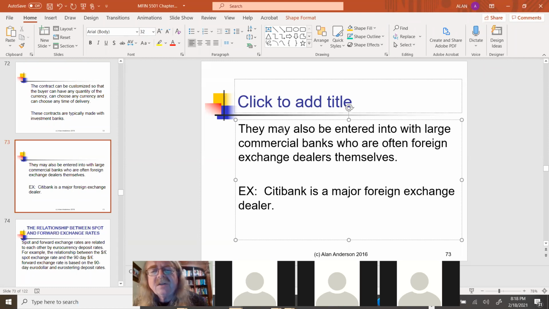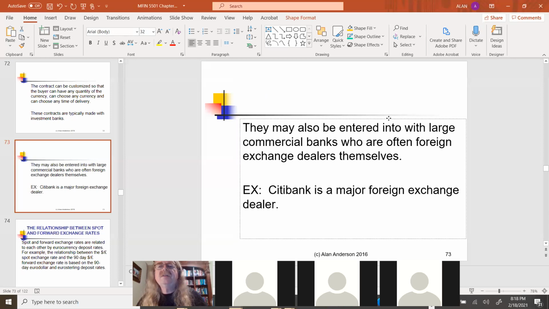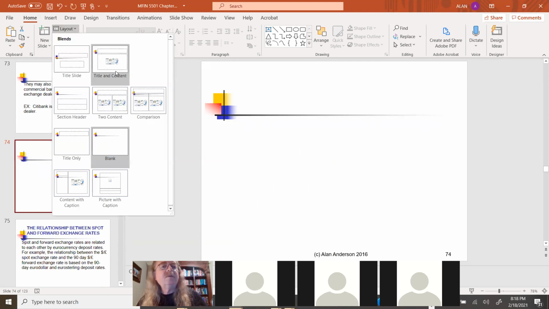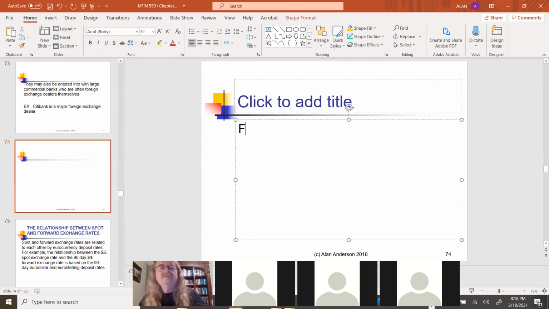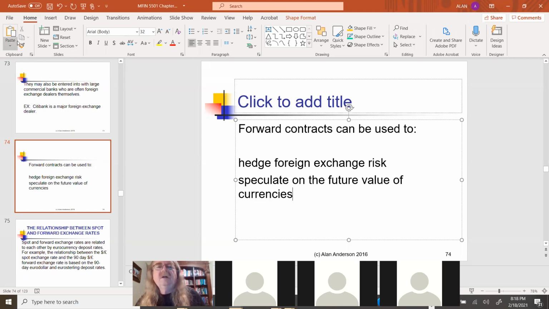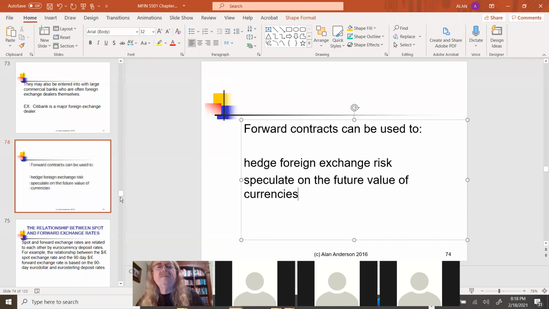It can also be used for speculation as well. So let me mention that too. You can gamble, you can hedge, and you can gamble with these contracts. So forward contracts can be used to hedge foreign exchange risk, and speculate on the future value of currencies. All right, so let me show you a very quick example of how that might work.